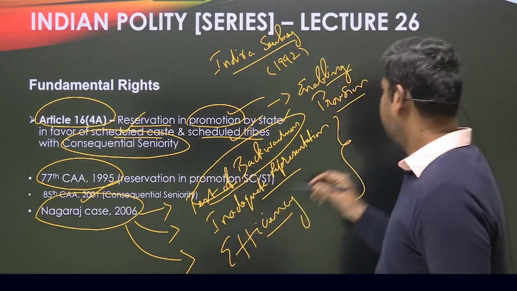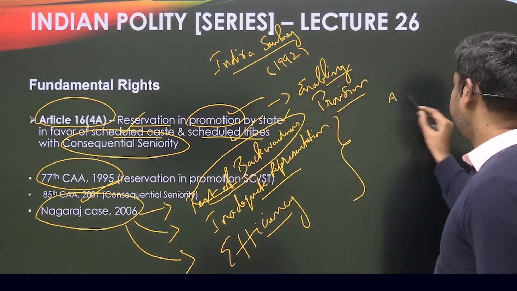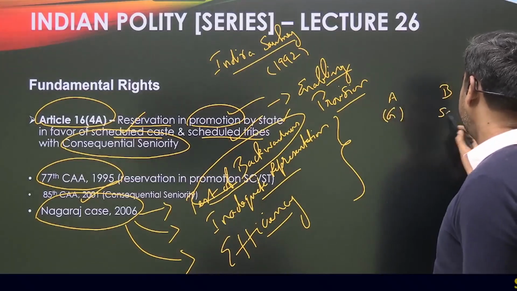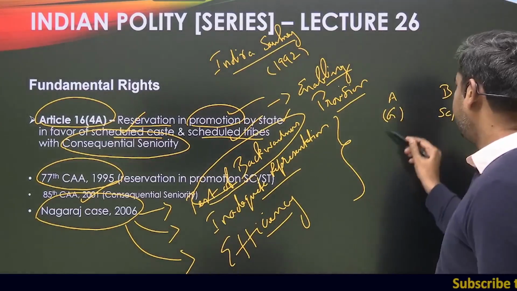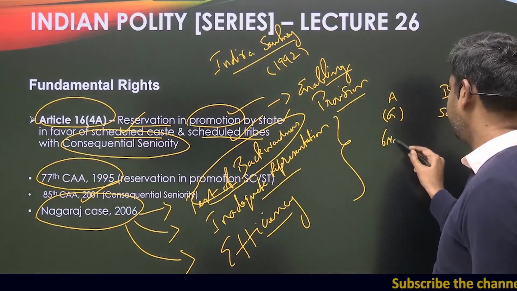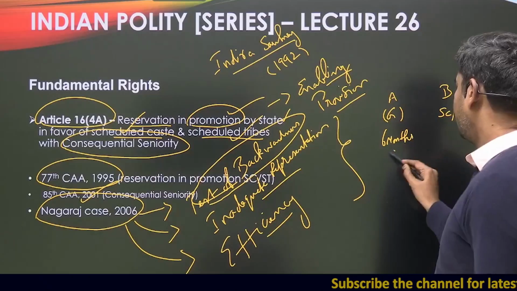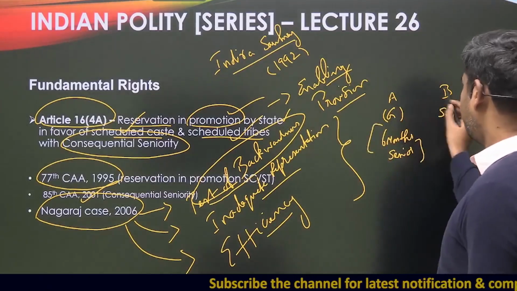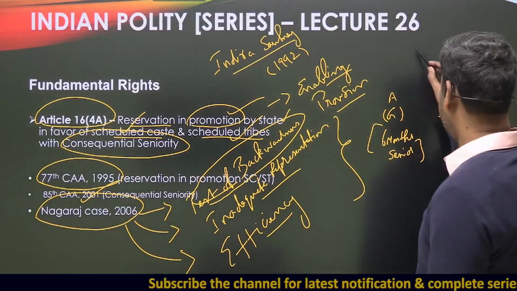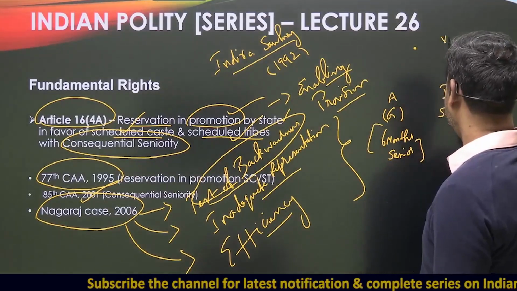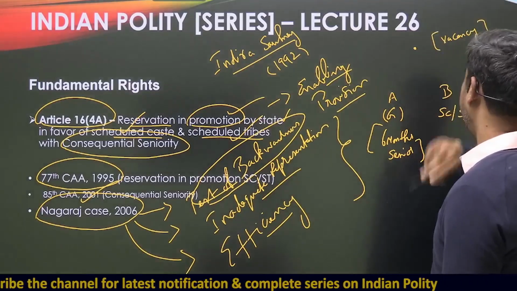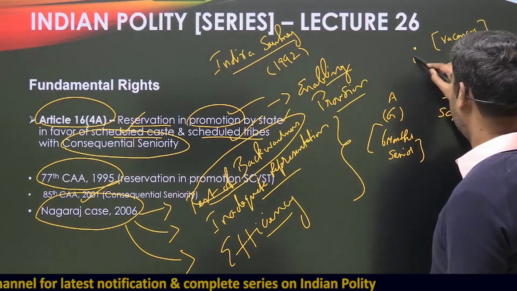So let me put it like this. Let us assume A is here, B is here. A is a general category candidate, B is a scheduled caste or scheduled tribe candidate, but let us assume A is 6 months senior in terms of joining. So A is the senior. But right now they are in the same grade. So there is one vacancy for the higher position, and this vacancy is only for the reserved category. So automatically who will get the promotion?